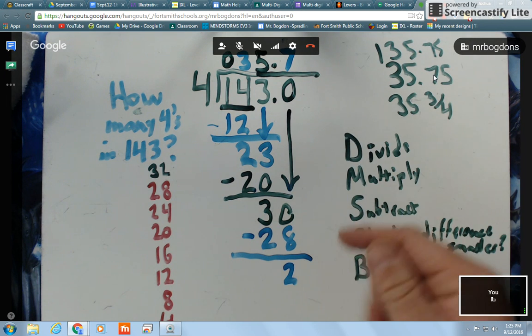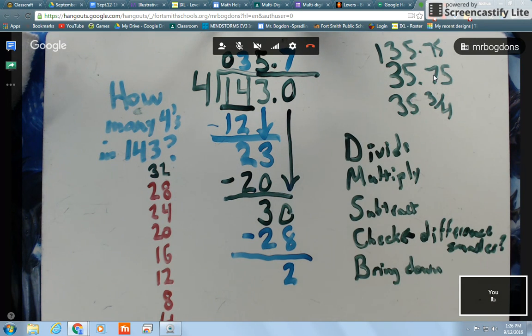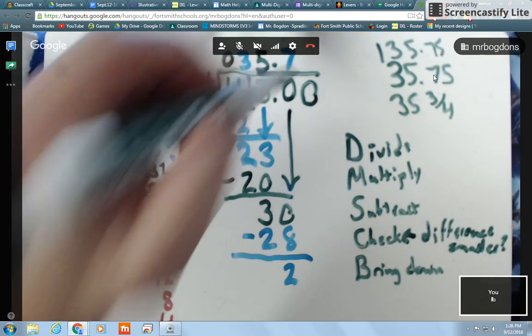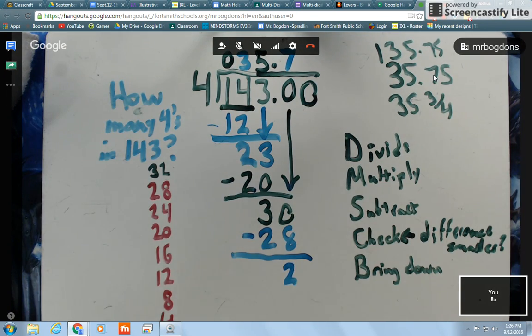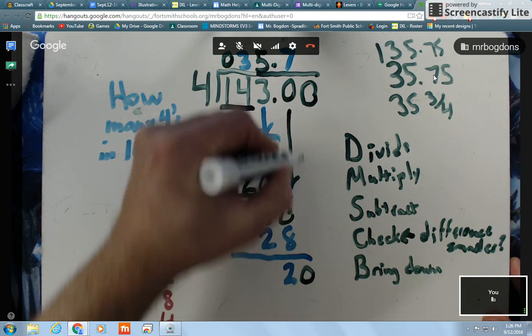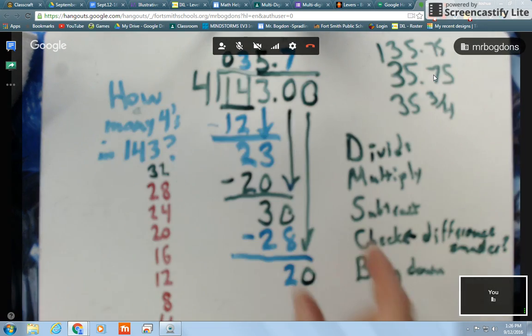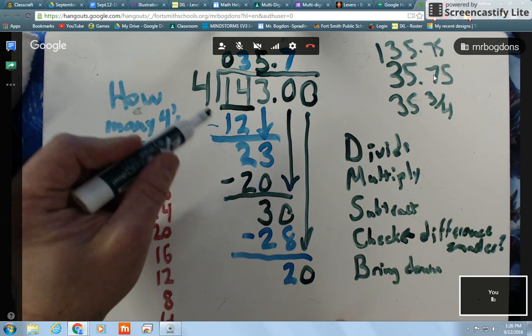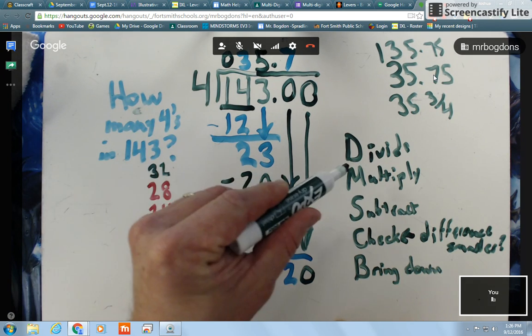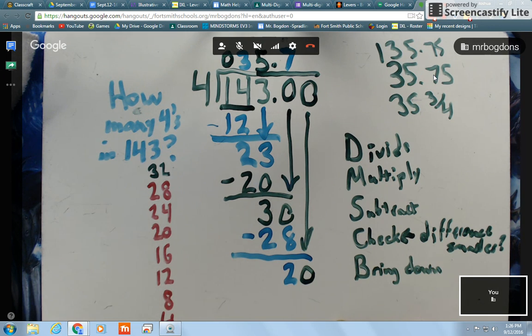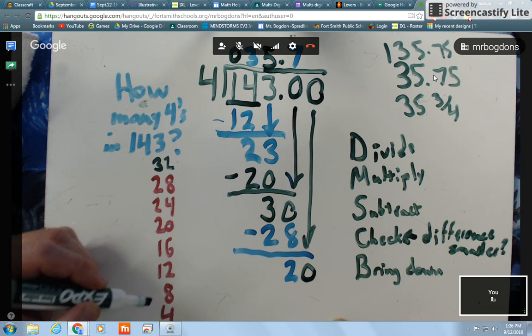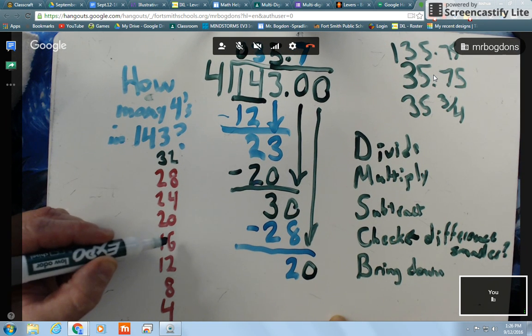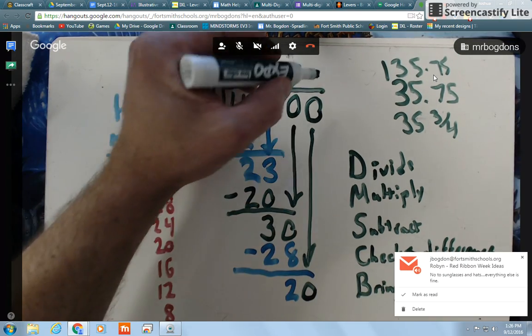So now let's add our burger. Let's bring it on down. I don't have anything else. What can I add? I can add a 0 all day long. So now I'm bringing it on down. Notice how my place values continue to stay lined up. Now how many times will 4 divide into 20? I don't know, so let's say 1, 2, 3, 4, 5. Right on the money.